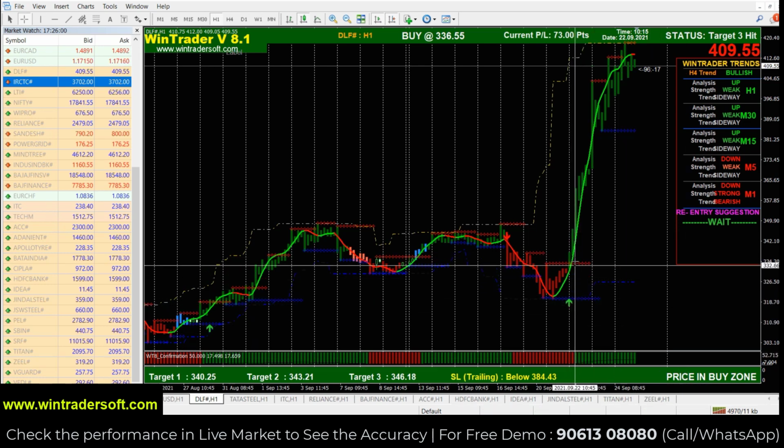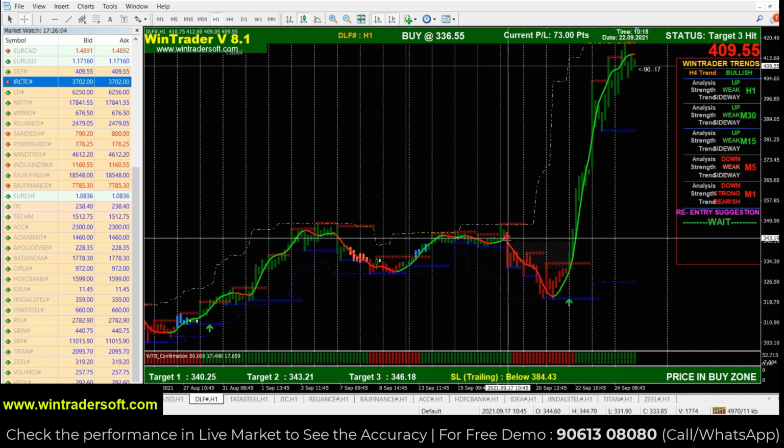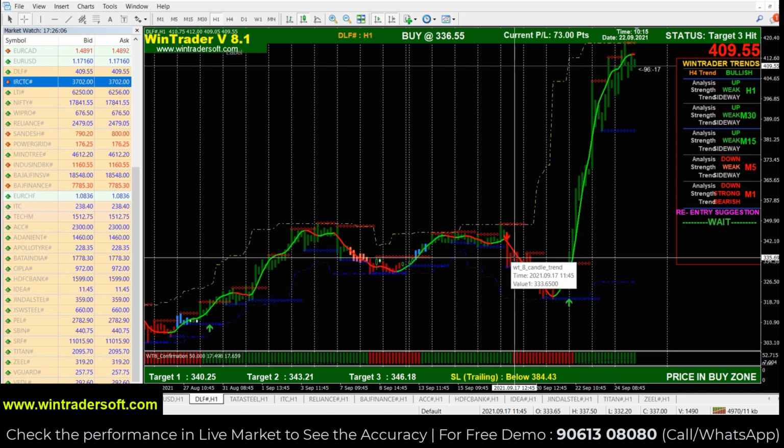Here all the confirmations matched with the next candle. And similarly, if a previous sell signal was generated, we enter the sell at this point. After the sell signal, generated at 335.85, the price went down up to 320 point something.